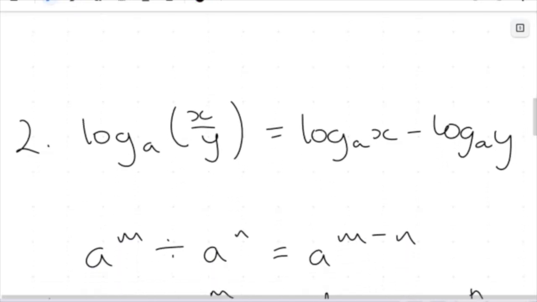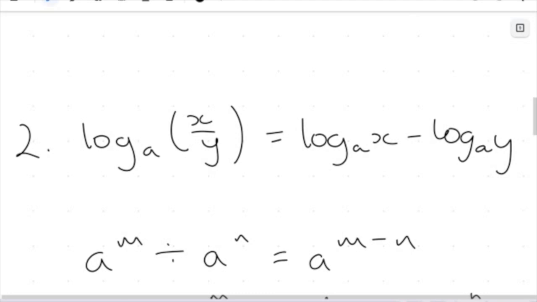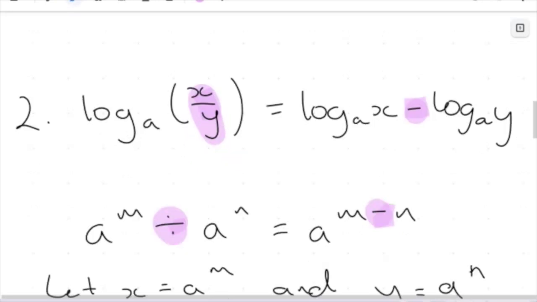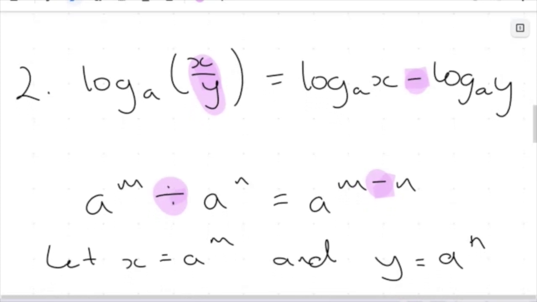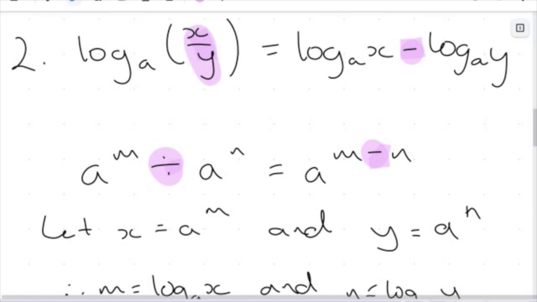To find this one, we're relating an exponential law, or an index law, that we have established before. Once again, we notice there's a division here and a minus here. That reminds us of our law of exponents, which tells us that a to the power of some power m divided by that same base, a to some different power n, is going to be a to the power of m minus n. So I'm going to do the same thing here. I'm going to set a variable x to be equal to a to the power of m and set y to be equal to a to the power of n.